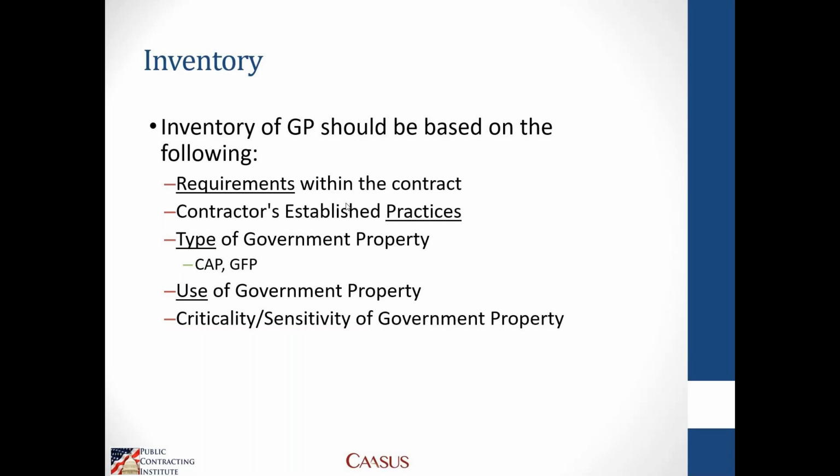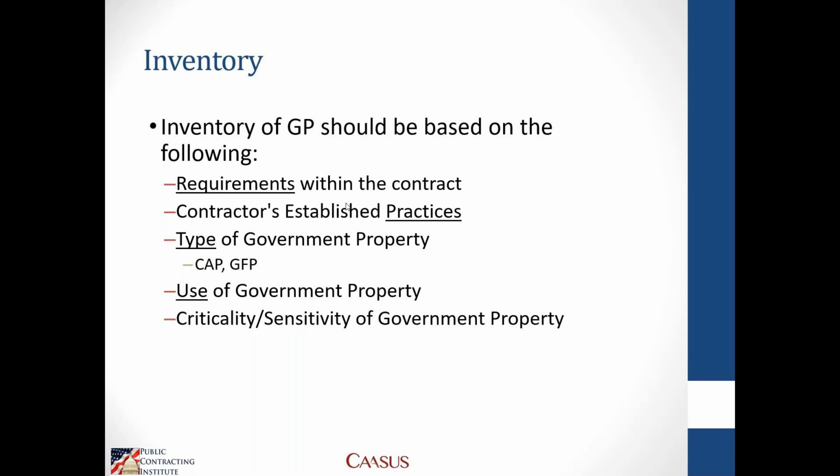Your inventory should always be done in accordance with the contractor's established practices. So what does that mean? It means whatever you have in your property management plan that governs how you're going to do inventory, whether it's going to be sampling, wall-to-wall inventories, the frequency of the inventory, all of that should be consistently performed in accordance with your documented procedures. And if your procedures are incorrect or you need to deviate from them, then that means you need to update your procedures, and those procedures need to be reviewed annually as well.